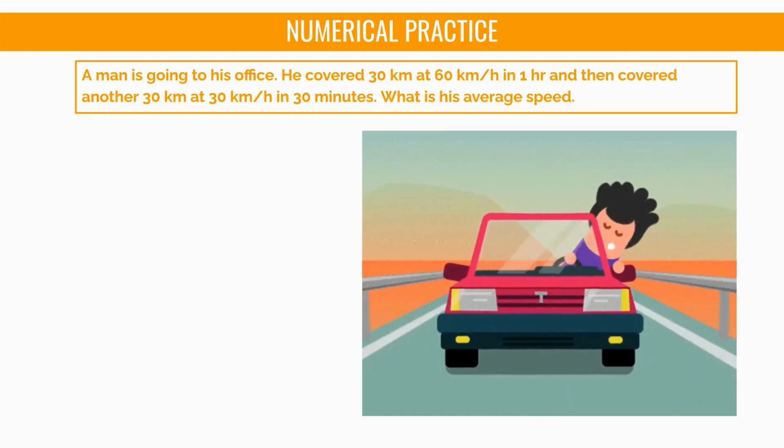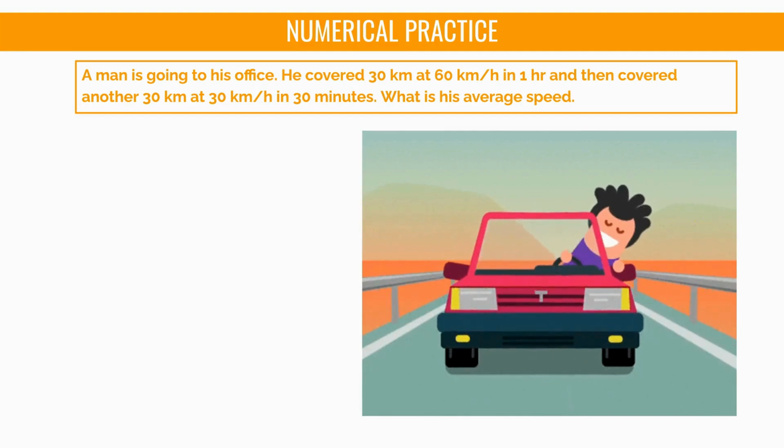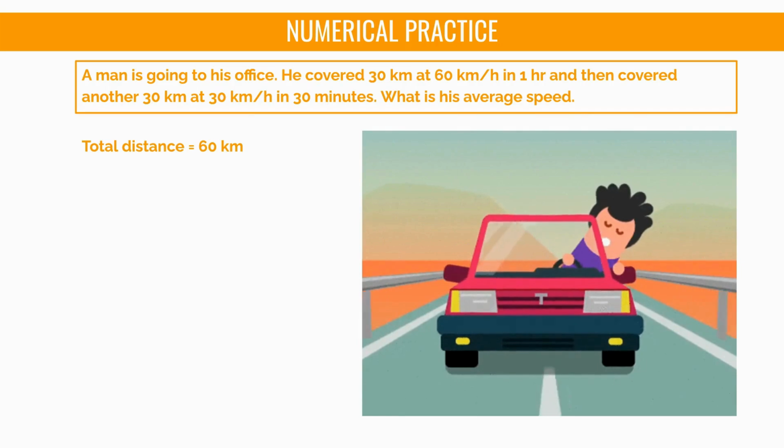A man is going to his office. He covered 30 km at 60 km per hour in 1 hour and then covered another 30 km at 30 km per hour in 30 minutes. What is his average speed?